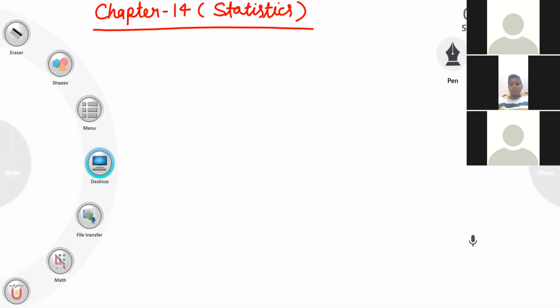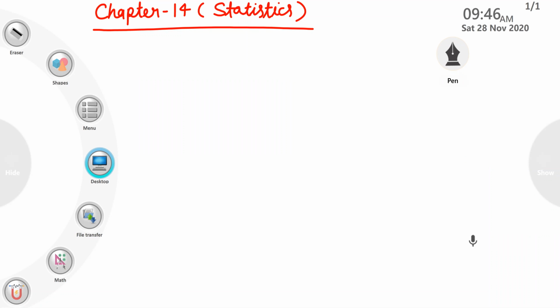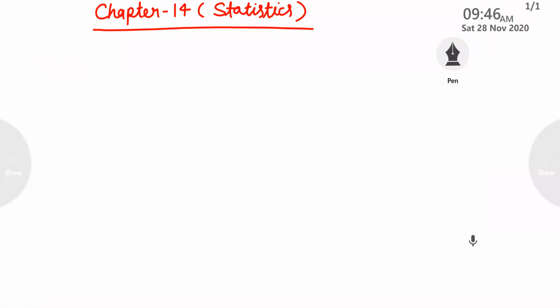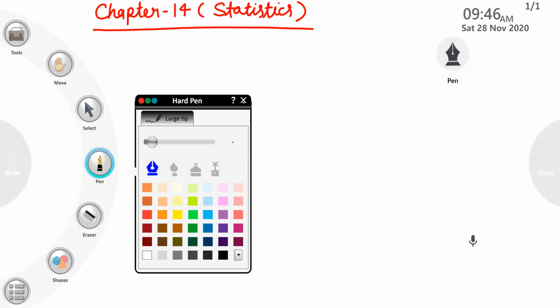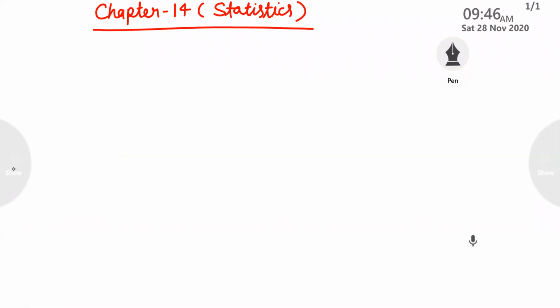Chapter 14, statistics. Shortcut we can say stats. In this chapter, I have explained what is data, types of data, after that frequency and frequency distribution. Today, I will explain how to calculate class interval and class size. After that, I will move to the graph.